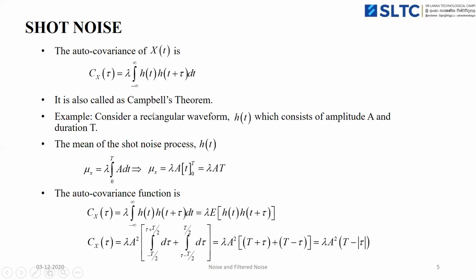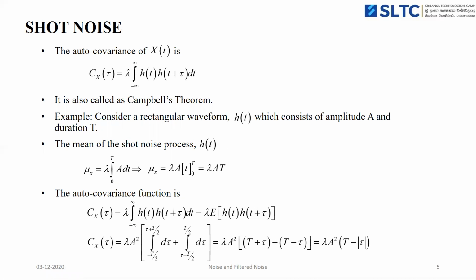Now we can model the current pulse of the short noise as a rectangular waveform with amplitude A and duration T. Then we can find out the mean and the autocovariance. So the mean of the short noise process h of t, with the integral limited from 0 to T, is mu x equal to lambda integral from 0 to T of the amplitude A into dt. By integrating, we get the mean value of the rectangular waveform h of t, which is equal to lambda A T.